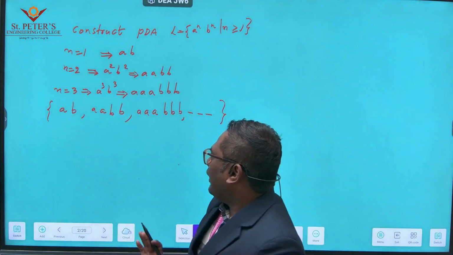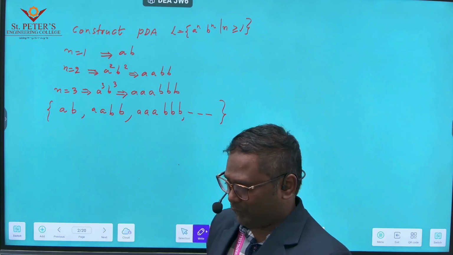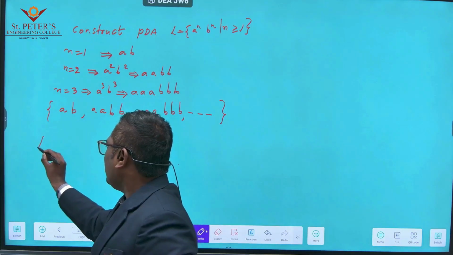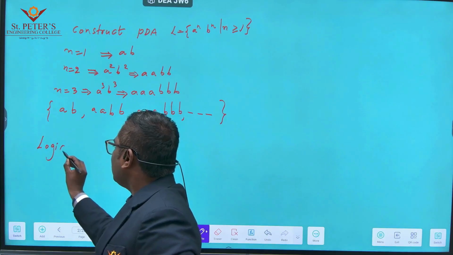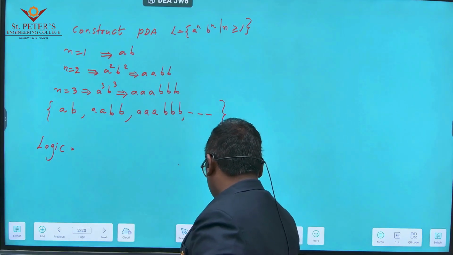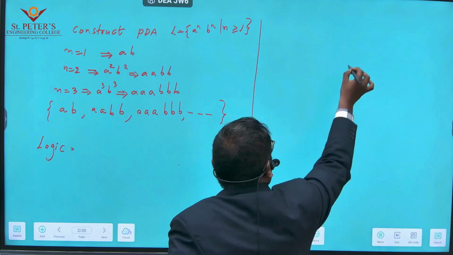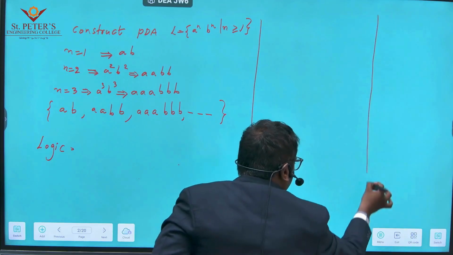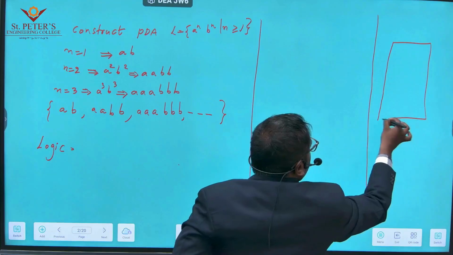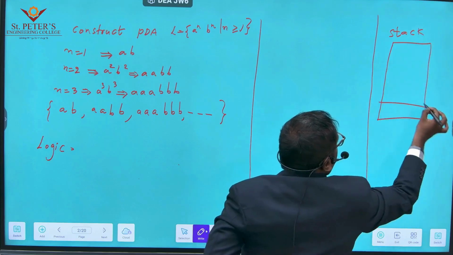Now after observing the strings, let us come to a conclusion. That is the first and foremost thing that we have to do. First of all, I am going to write some logic. This push down automata is going to maintain a stack. For example, let me consider that this is my stack.